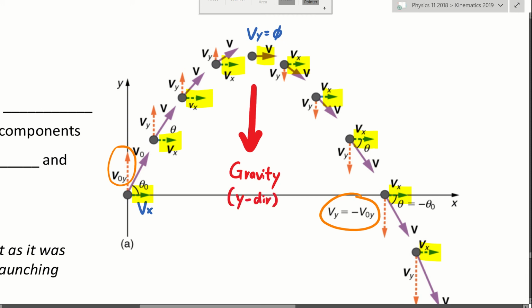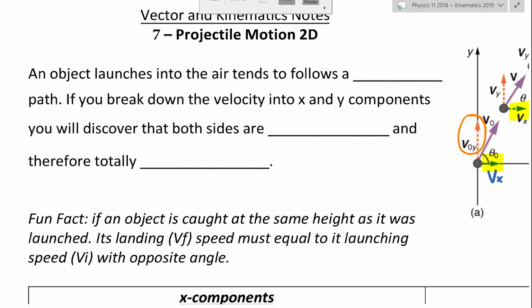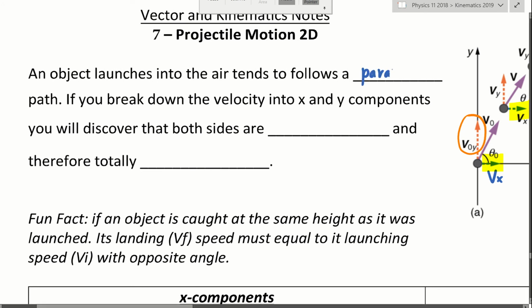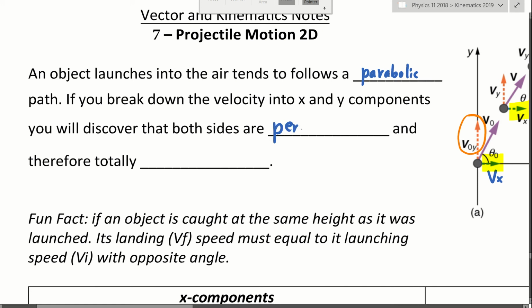Now, okay, so now let's fill in some of these points that we mentioned. Let's write down: an object launched into the air tends to follow a parabola. We call it a parabolic path. If you break down the velocity into x and y components, you will discover that both sides are perpendicular to each other. So the x and y components of the speed are perpendicular to each other, and therefore totally independent. So the x direction, all the numbers in there, is independent of the y direction.